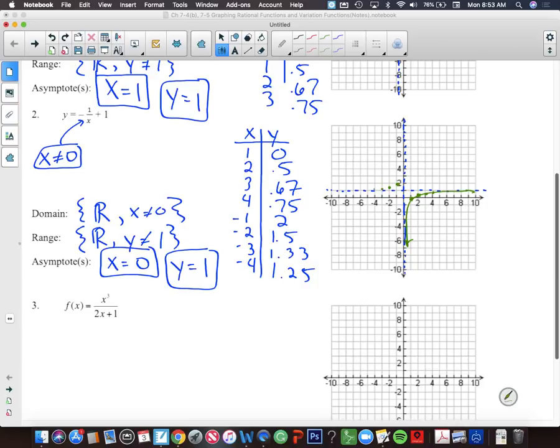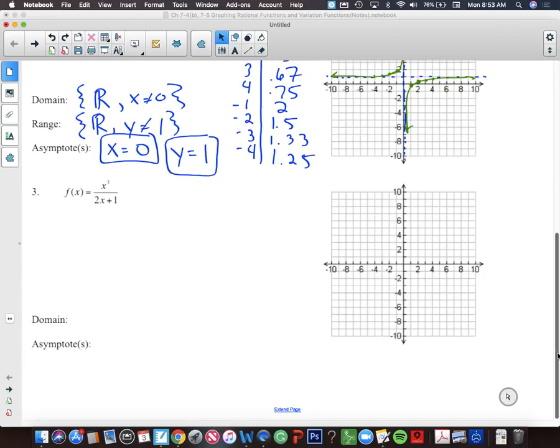Same kind of thing as that last one, that last side there. It's going to kind of curve down, and then here it'll curve back up. So they look like parabolas in opposite directions. Okay? So I'll get number 3 set up for you, then you can finish your graph.